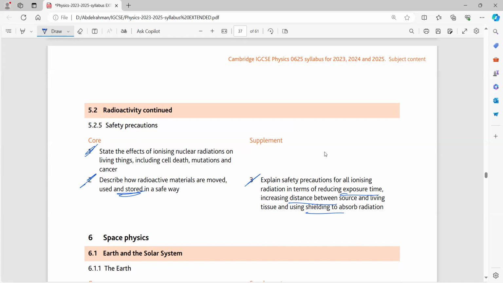And that's it. Unit 5, Atomic Physics. Any questions regarding the atomic physics?